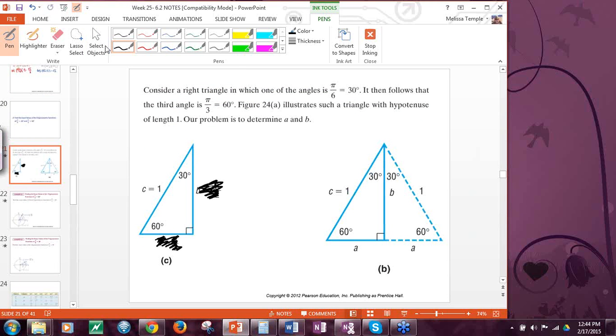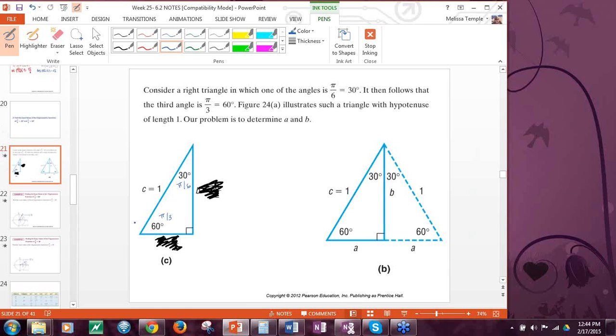Okay, so we need to figure out pi over 3 and pi over 6. Pi over 6 is the same thing as your 30 degrees, so this would be a pi over 6 angle, and pi over 3 is the same thing as 60 degrees. Remember, your pi values are your radian values, your other values are your degrees. So just two different ways to talk about the angle.